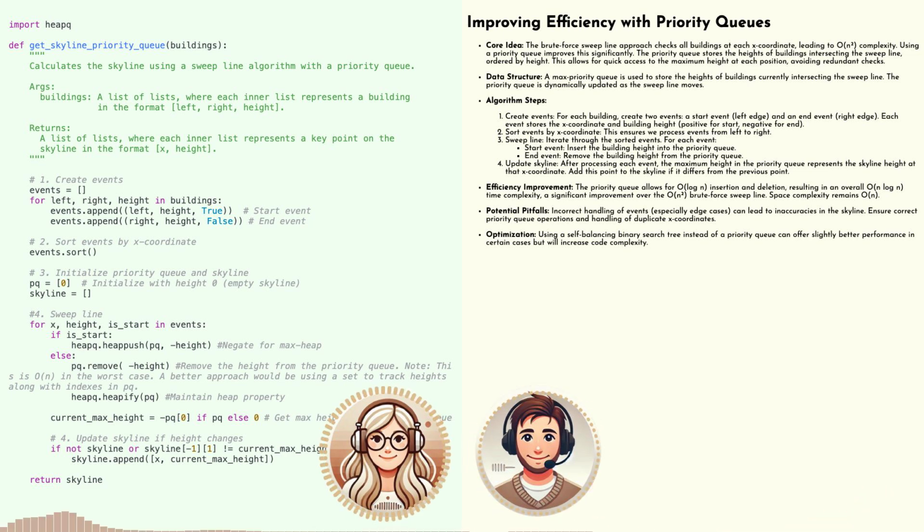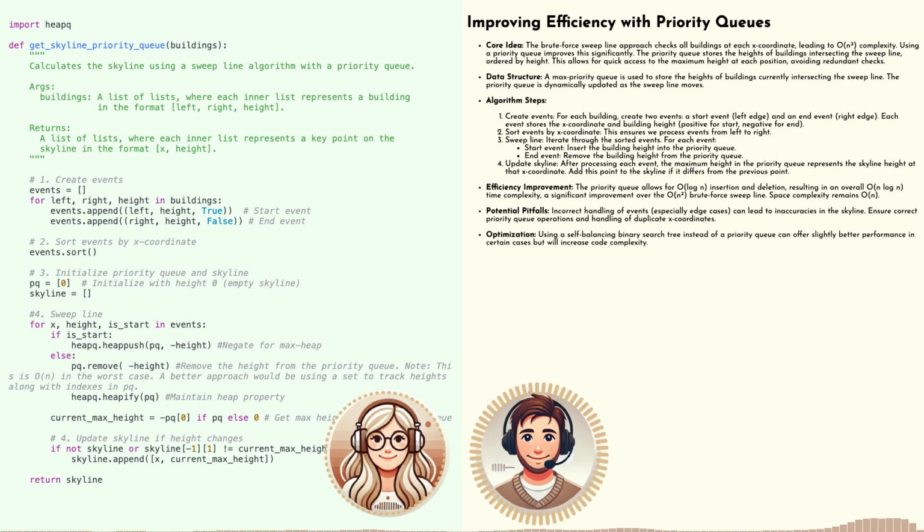Could we just use a simple list for that? We add buildings as the sweep line encounters their left edge and remove them when it hits the right. You're on the right track. But remember that the skyline height at any given point is defined by the tallest building that's currently active. And a simple list would still force us to iterate through all those active buildings to find the maximum height. Oh, you're right. So we're still stuck with that O(n squared) complexity. We haven't really solved our efficiency problem.